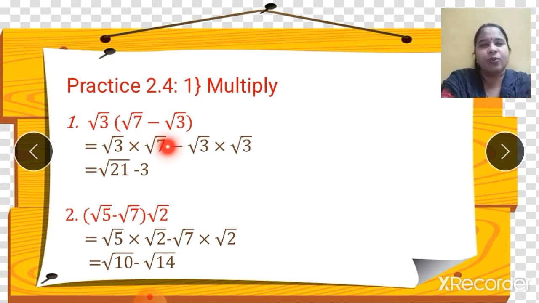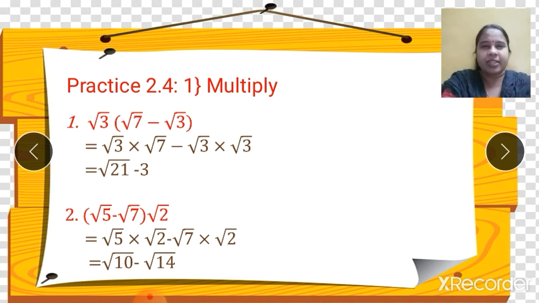Root 3 into root 7 is nothing but square root of 7 3s are 21. And this root 3 into root 3 is 3. So leave it as it is. Do not write 21 minus 3, subtract it and get the answer. This is a surd, this is a whole number. So do not subtract it further. Leave this as a final answer. So final answer is square root of 21 minus 3.